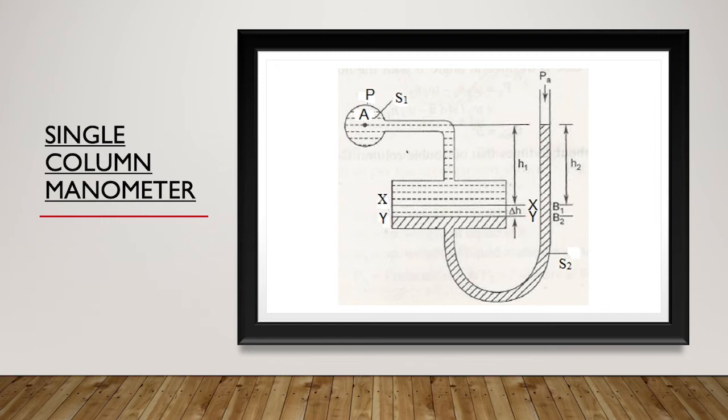The pipe in which pressure is to be determined is connected to the large limb.